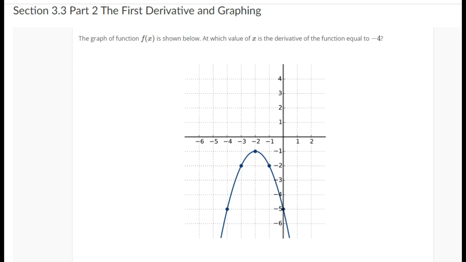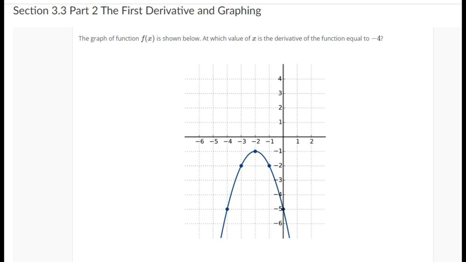Hello students, let's do this part 2 of section 3.3, the first derivative and graphing. We have here the graph of a function. They would like to know at which value of x the derivative of the function is equal to minus 4.